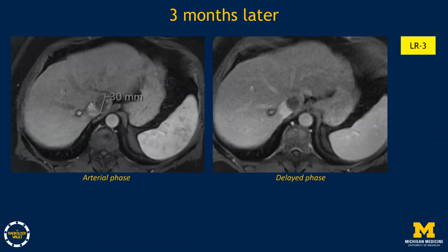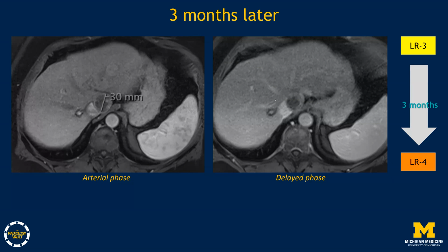Three months later, you can see this has largely increased in size. It has developed some peripheral arterial phase hyperenhancement, with no washout here because the entire lesion is still not enhancing on arterial phase. This was based just on this particular appearance on arterial phase imaging. This was categorized now as LR4 and was biopsied. It was a difficult biopsy, as you can see, because it was abutting the IVC here. And this turned out to be an HCC.